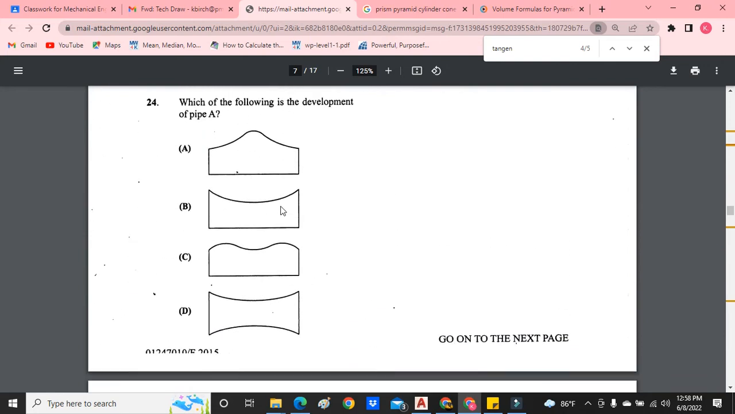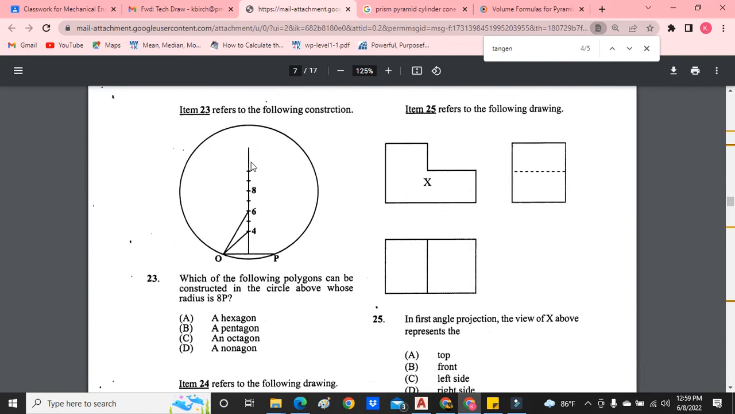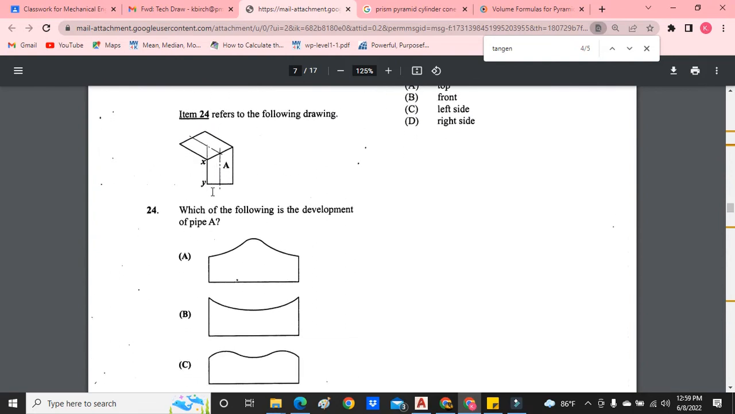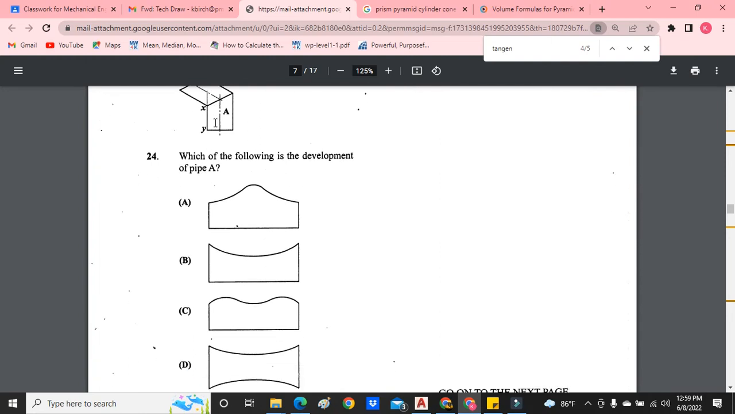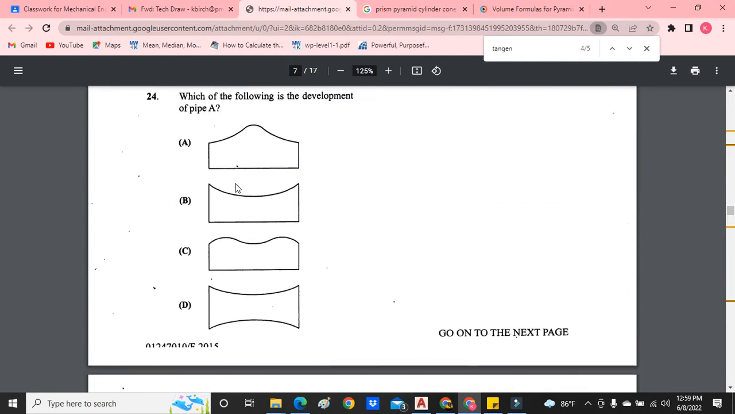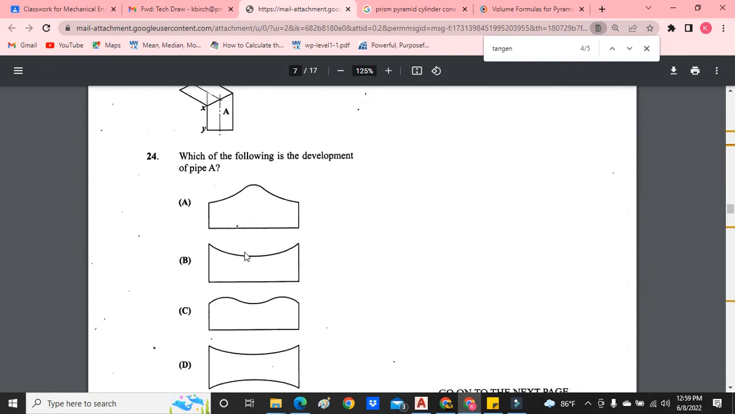Now remember we spoke of developments just now, right? How I drew a development for the metalwork class. Here is a question on developments. CXC is asking you which of the following is the development of pipe A. And pipe A is shown here. So this is a cylinder. So the question for you will be, which one is it? Now, if you take a look at the book, it will help you. But for this one, it cannot be B, it cannot be D.